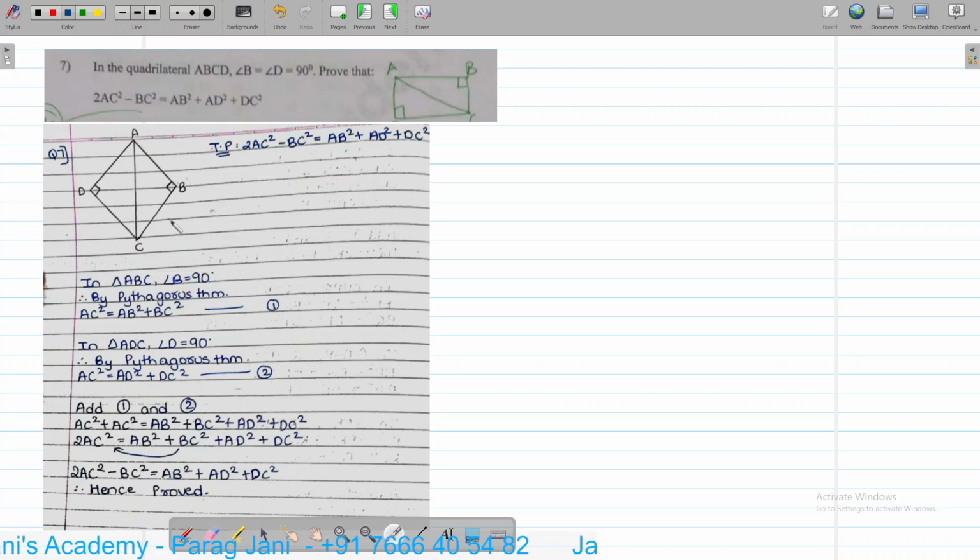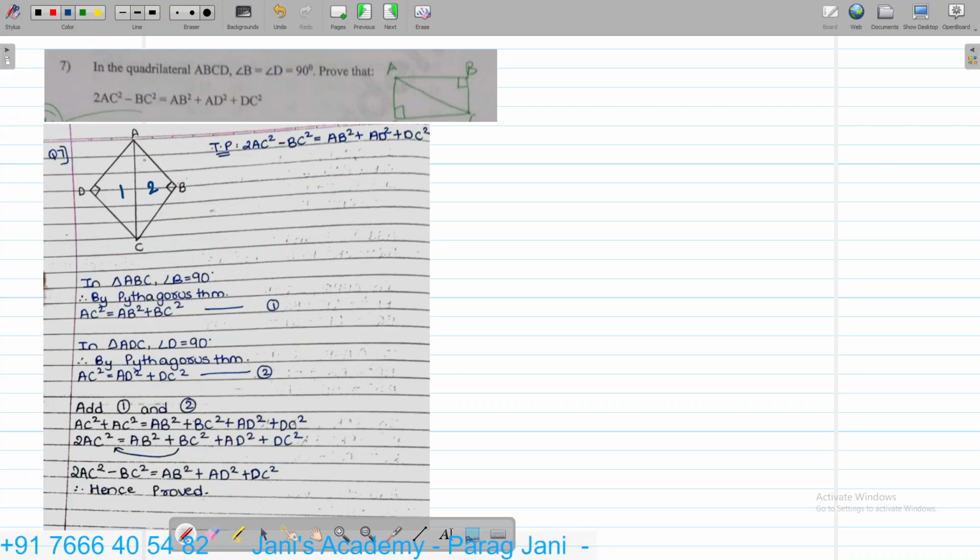Now question number 7, which is very easy. This is a quadrilateral they were given. They have said angle B and angle D are 90 degrees. Prove that so and so. Now simply you have to take these two triangles, triangle ACD and triangle ACB.